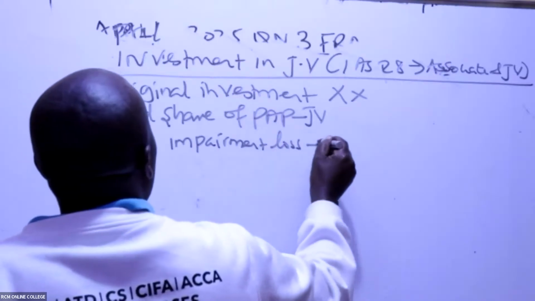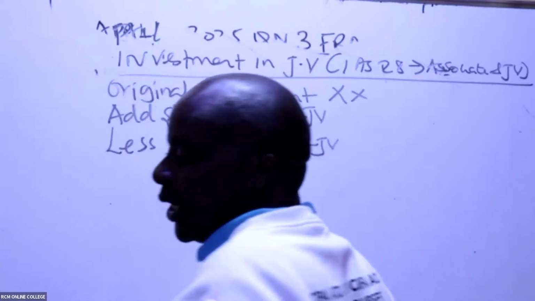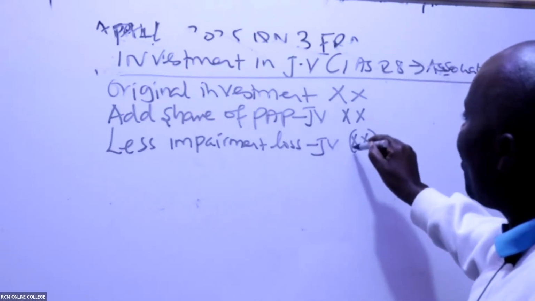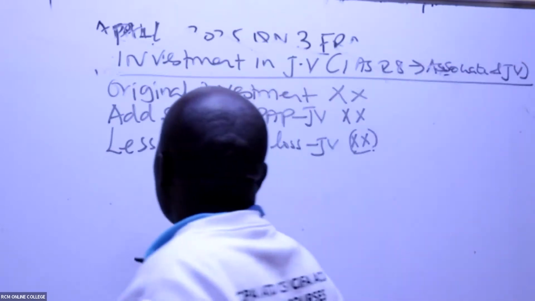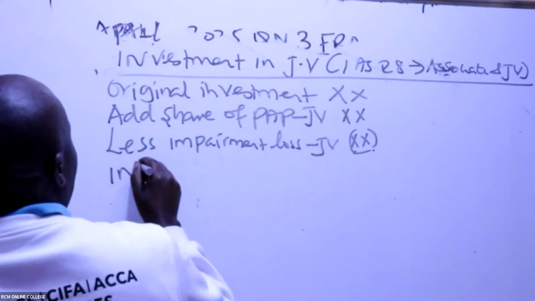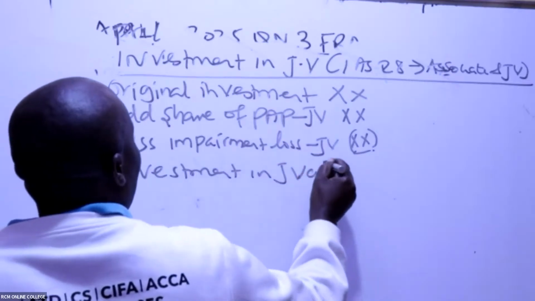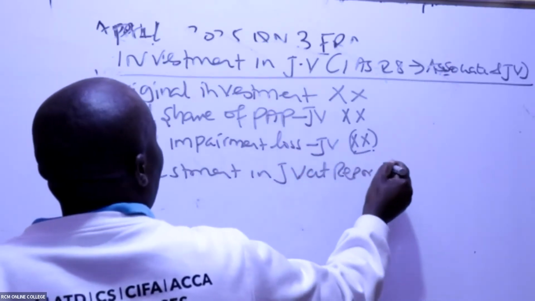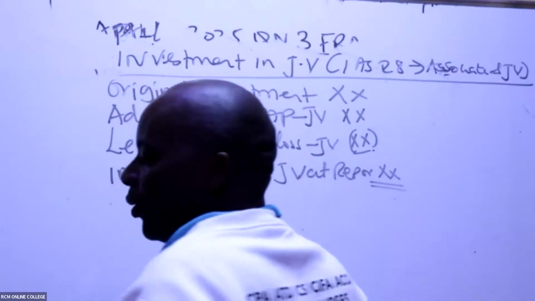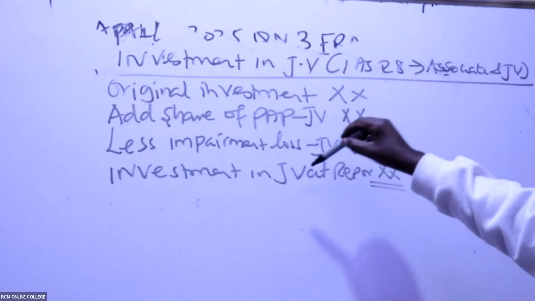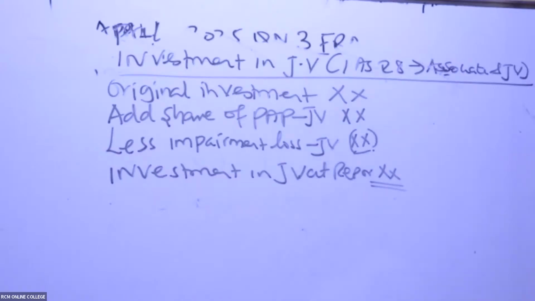loss. Which impairment loss? For the joint venture or for the associate? So you less like that. And then you'll be able to get, ladies and gentlemen, the investment in the JV. Investment in JV at reporting like that. Kwisha maneno. Just as simple as that. The equity approach, the profits model, profits and any losses. Equity approach, one line.